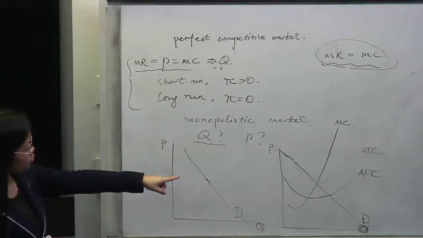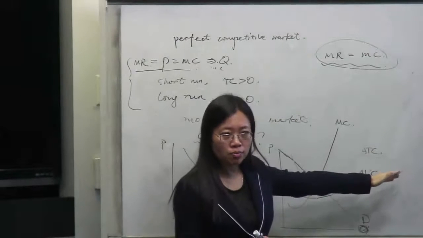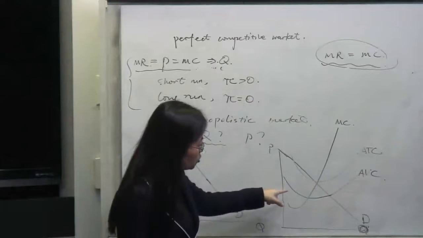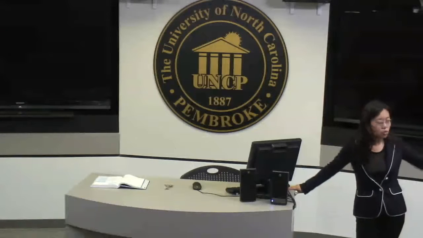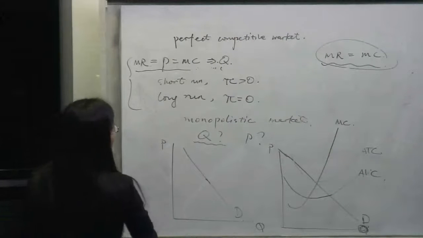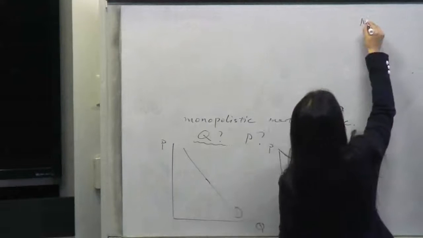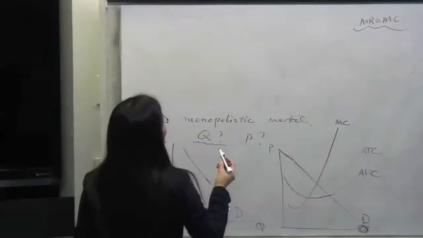Alright, but do we have marginal revenue here? In a perfect competitive market in the graph, we have that price there, right? And I showed you that price is just marginal revenue, so we have that. But here, do we have the marginal revenue? We don't. We have to derive it. Let's derive it.